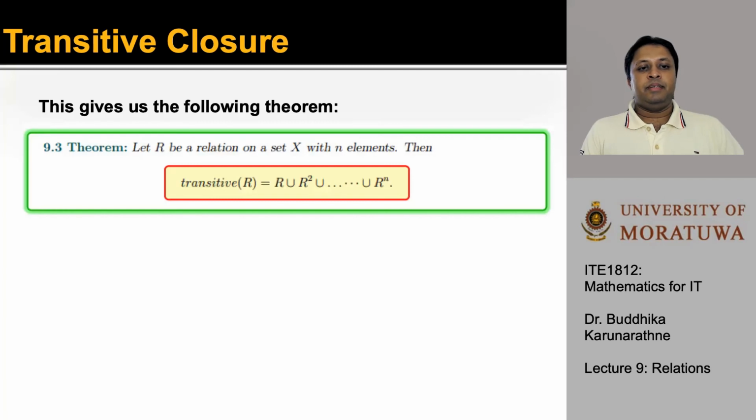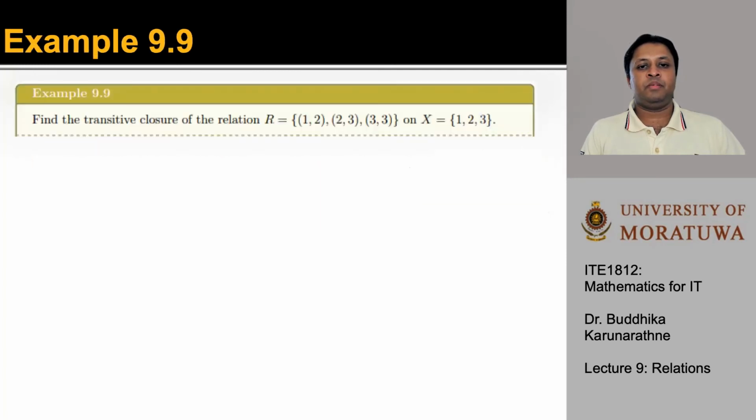And finally, you arrive at this relation from the theorem. Let R be a relation on set X with n elements. Then to get the transitive closure, you have to have R union R to the power 2, R to the power 3, until R to the power n. So that's how we arrive at the transitive closure.